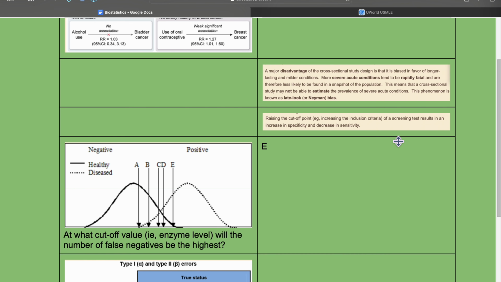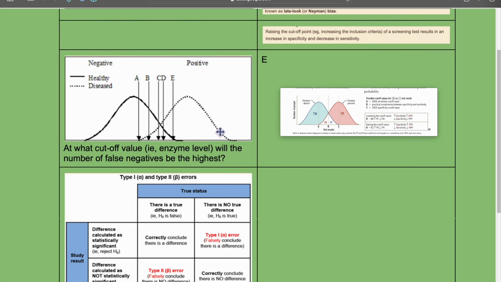Raising the cutoff point, for example, increasing the inclusion criteria of a screening test results in an increase in specificity and decrease in sensitivity. Oh, okay. They're talking about this.